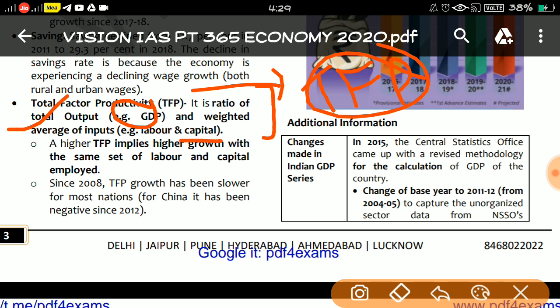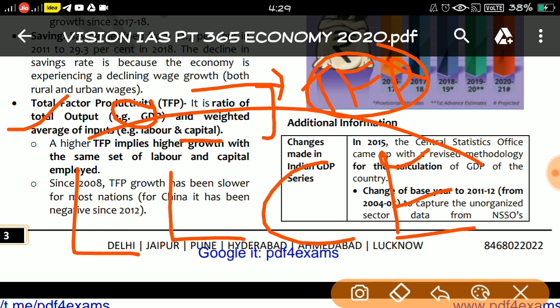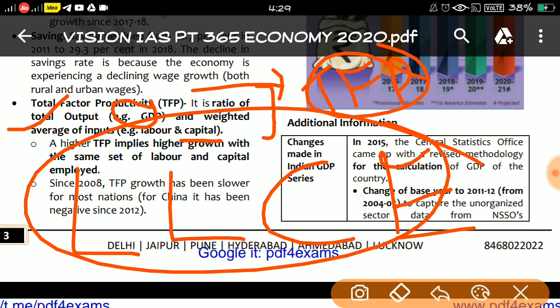You must be knowing about the factors of production that you would have studied in your class 9th economics as well. The story of village Palampur. In that chapter you get to know about the factors of production, which are land, labor, capital, and entrepreneur. So you must be knowing about these: land, labor, capital, and entrepreneur.